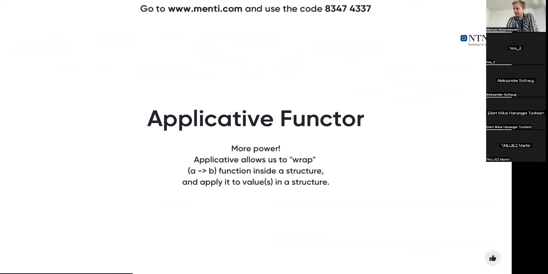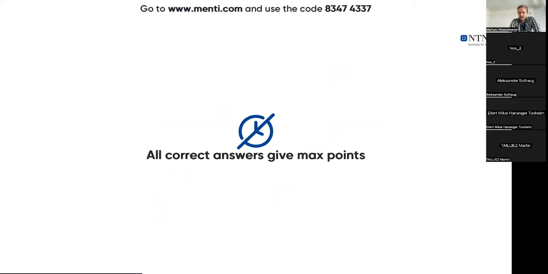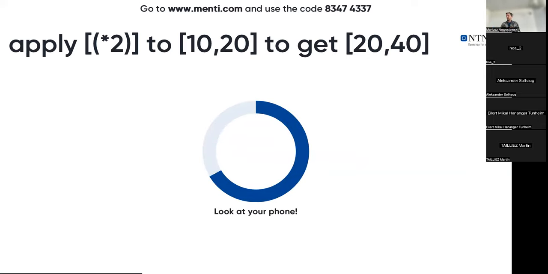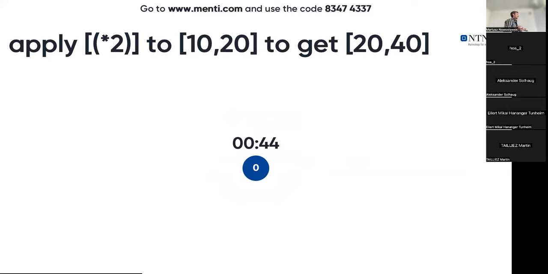Okay, next one. So applicative functor, we have more power now. Applicative allows us to wrap a function inside a structure and then apply it to a value in the same structure, right? So we can chain operations. That's why we sometimes have those chains of multiply, like something, something, right? We have this ability to compose something more elaborate by using this operator with functions on the left-hand side and values on the right-hand side. Great. So let's see the next one. It looks weird, but remember, list is just a structure. At the end of the day, it's the same as any other structure, right?